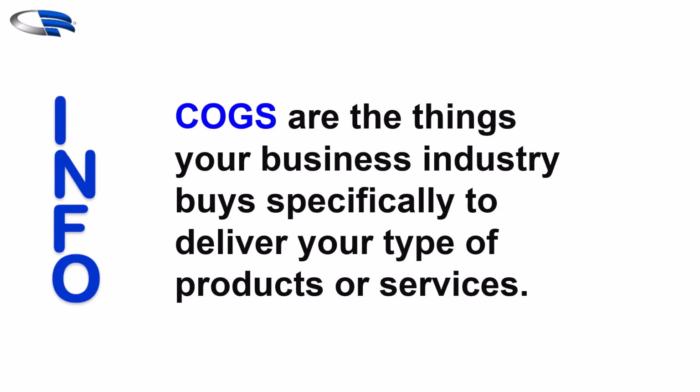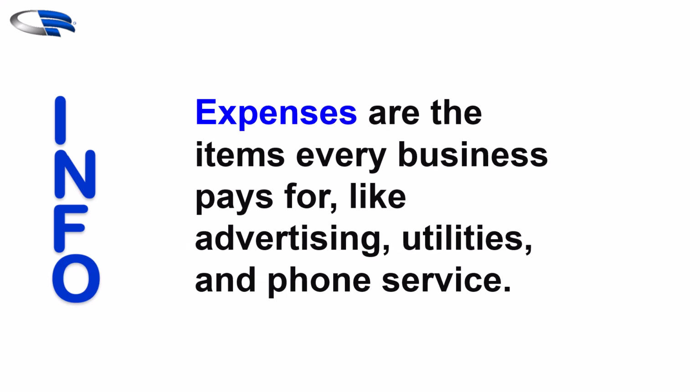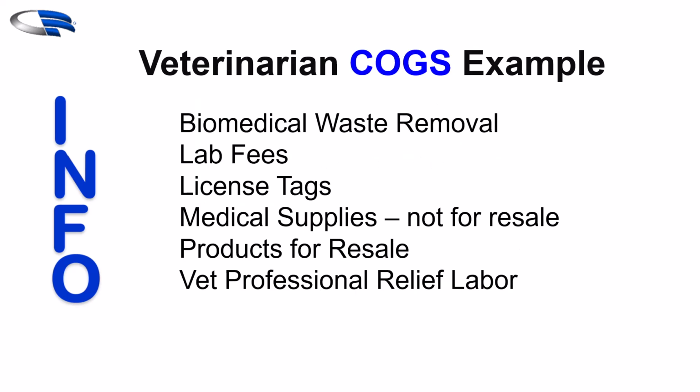Cost of goods sold categories in your accounting are for things your business buys specifically to deliver your type of products and services, as opposed to regular expenses like utilities or phone service that every business owner pays. Let's take a veterinarian, for example. A vet's cost of goods sold categories include things like biomedical waste removal, lab fees, license fees, medical supplies that are not for resale, products for resale, and vet professional relief labor. These things are not something that a bakery or a dry cleaner company would buy.